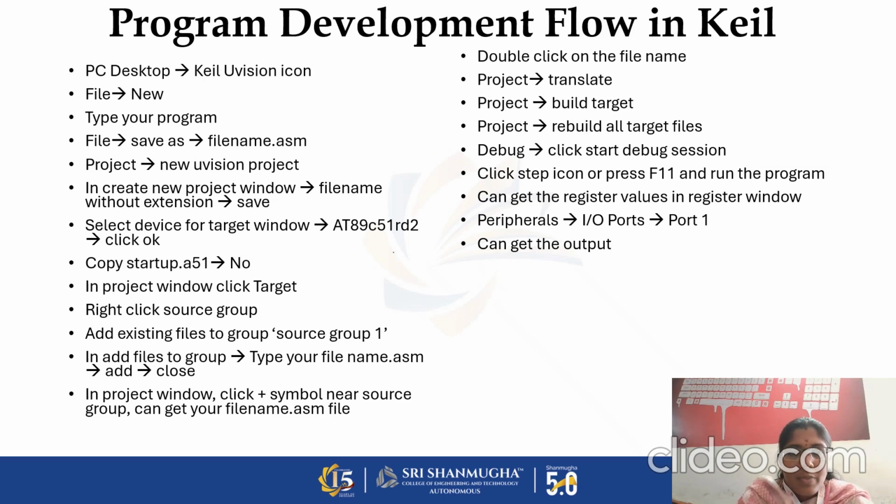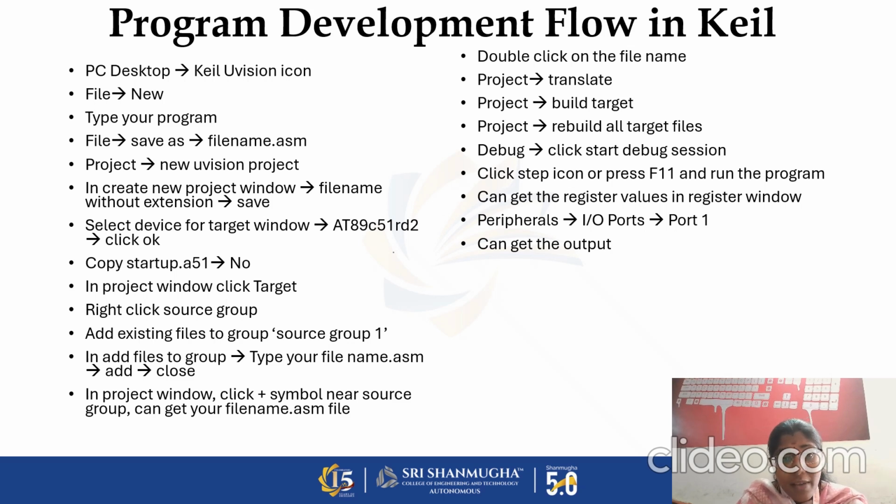The next step is to download the Keil Microvision software. It is open software, available on Google itself. You have to download it and install it on your PC, desktop or laptop. After installing it, you can see a Keil Microvision icon on your desktop. Click that icon, open a new file, type your program, and save it with the extension .asm.